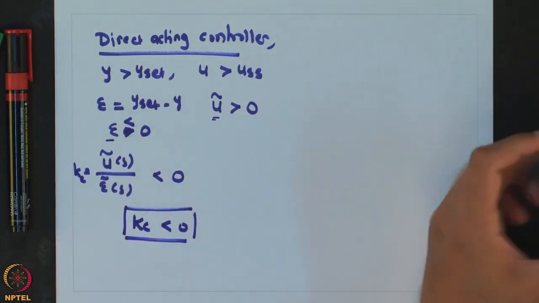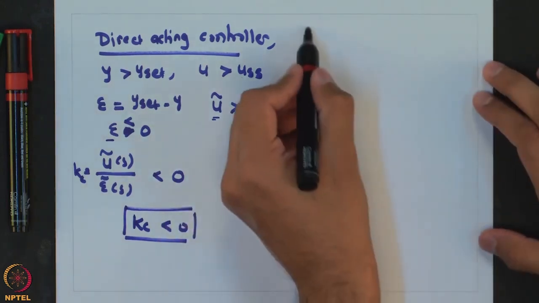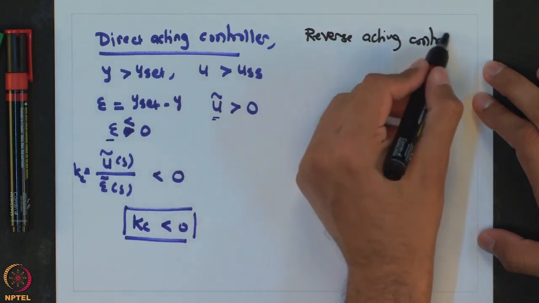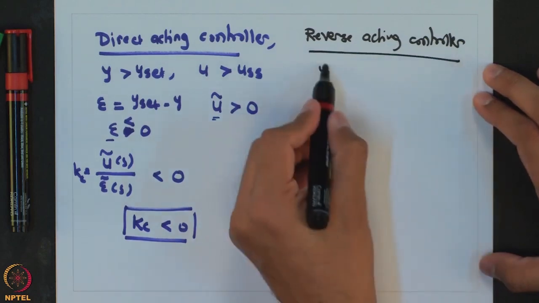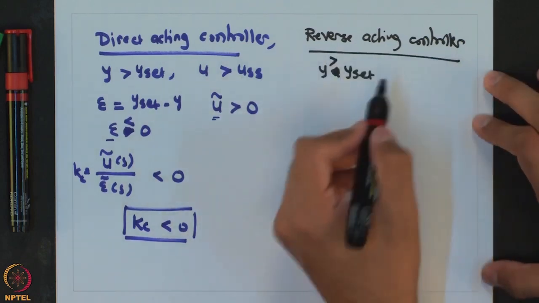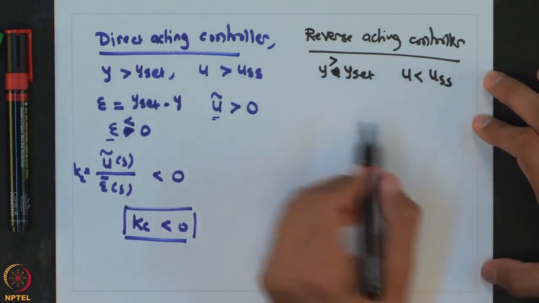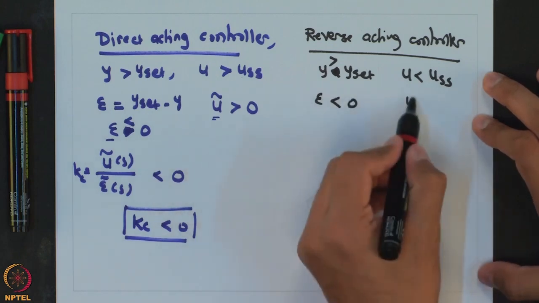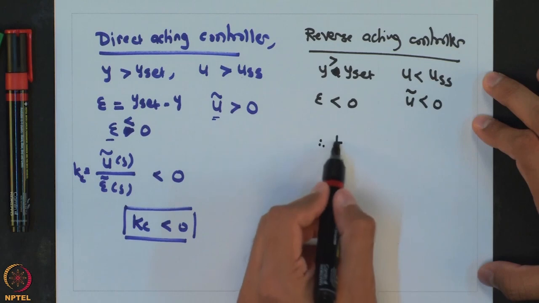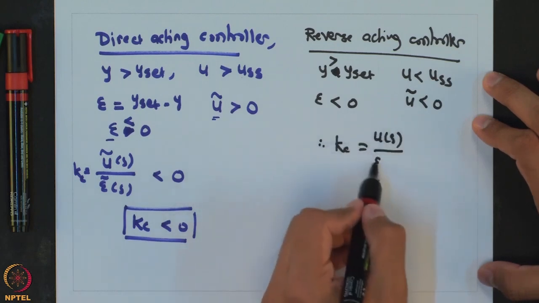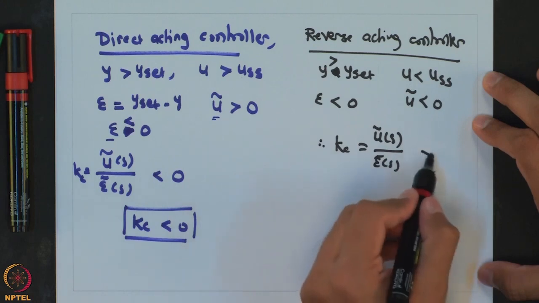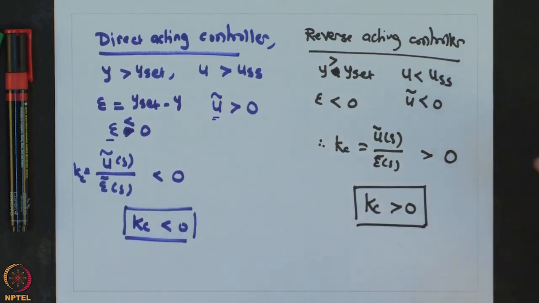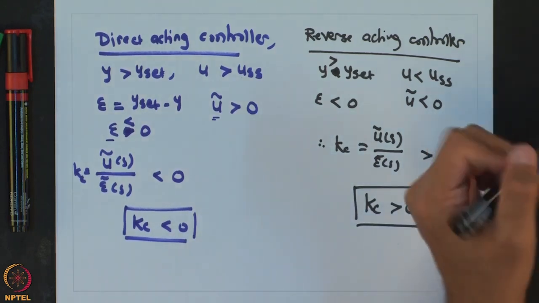Similarly, for the reverse acting controller, we can show that exactly the opposite holds. So when y is greater than y set, u is less than u steady state. So epsilon in this case is negative and u tilde is also negative. So therefore Kc, which is the gain, will be greater than 0. So for a reverse acting controller, the controller gain will be positive. For a direct acting controller, the gain will be negative.